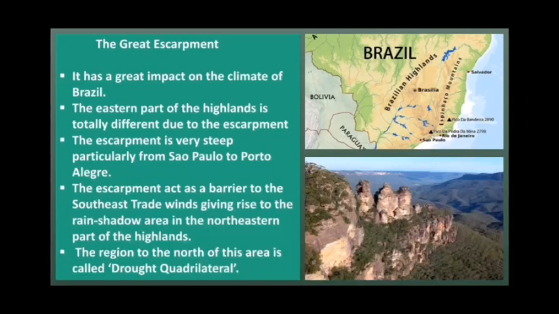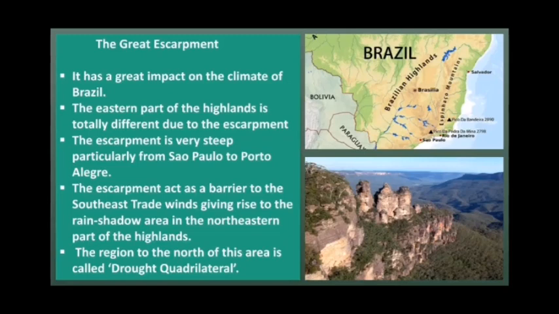The region on the eastern side of the highlands is demarcated because of the escarpment. Why, children? Because of this escarpment, that particular region is totally different from the other parts beside the highlands. In this region, the altitude of the escarpment, that is the height of the escarpment, is 790 meters. In some regions, the height decreases. The escarpment is very steep, particularly from Sao Paulo to Porto Alegre.